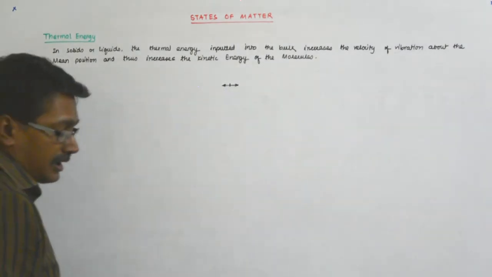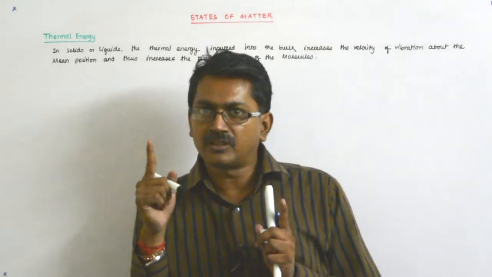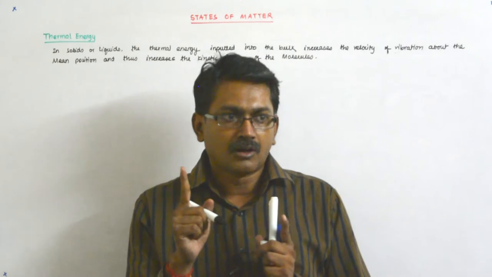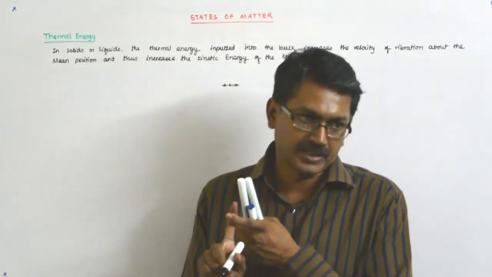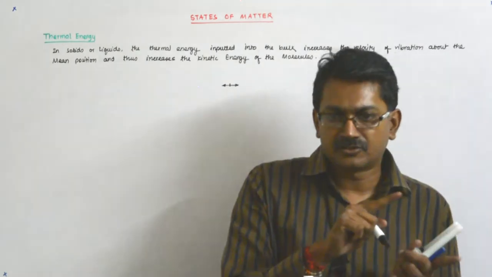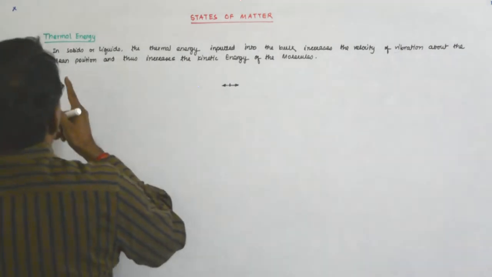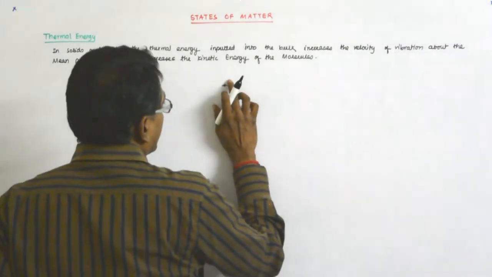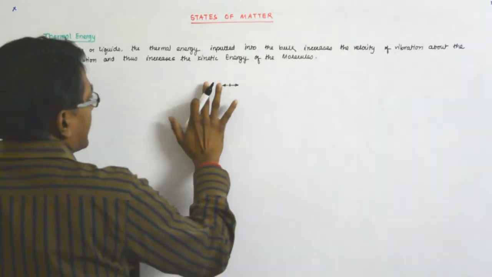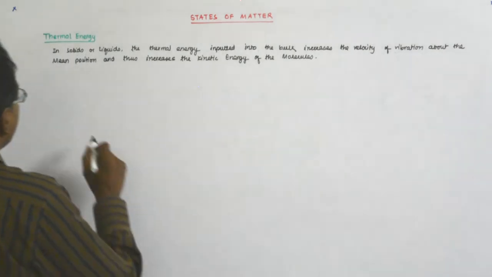So it's not all kinetic. When it goes to this end, it stops, and all that energy gets stored into it as potential energy. Then it gets transformed, like a spring mass system. An LCR circuit, they won't understand at this stage. So mean position, and thus increases the kinetic energy of the molecules.